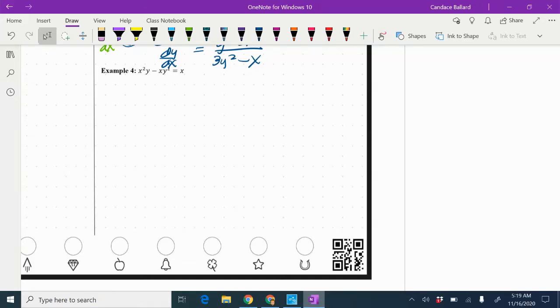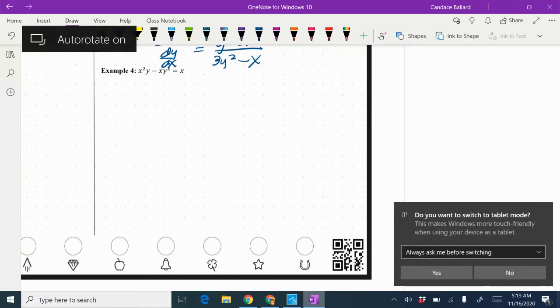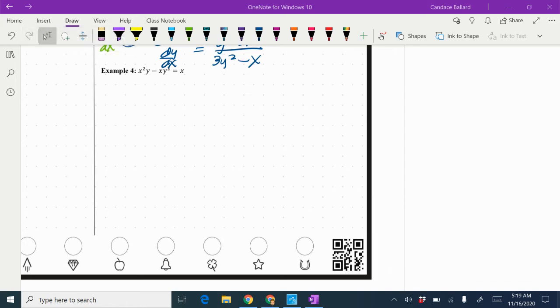We are going to continue topic 3.2 of implicit differentiation with example 4. In example 4, I notice I have a product rule going on. I've got x squared and y, and I notice I have another product rule. I've got x and y squared. So we're going to do those separately.